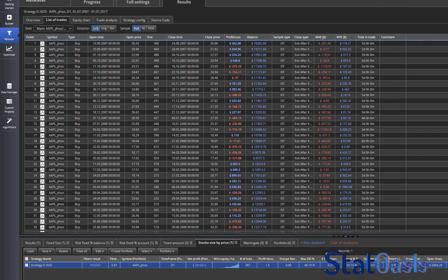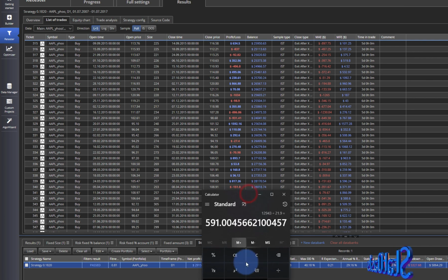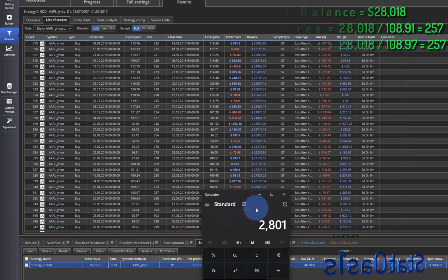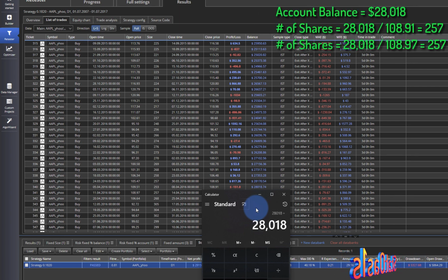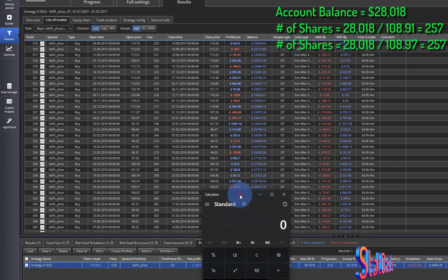And we can even test it on any other random number. Let's pick here now, the balance is more. So 28,018. Divided by the close, 108.91. We get 257 shares. Now it's getting close. And so if we divide now 28,018 by the open, which is 108.97, we get 257 shares.